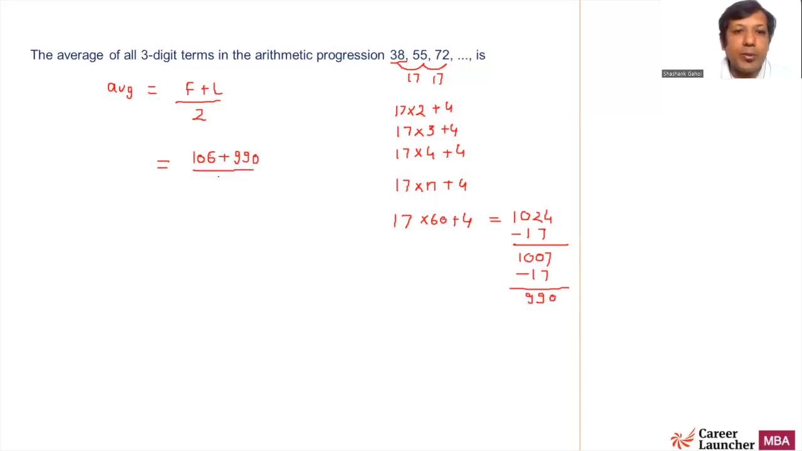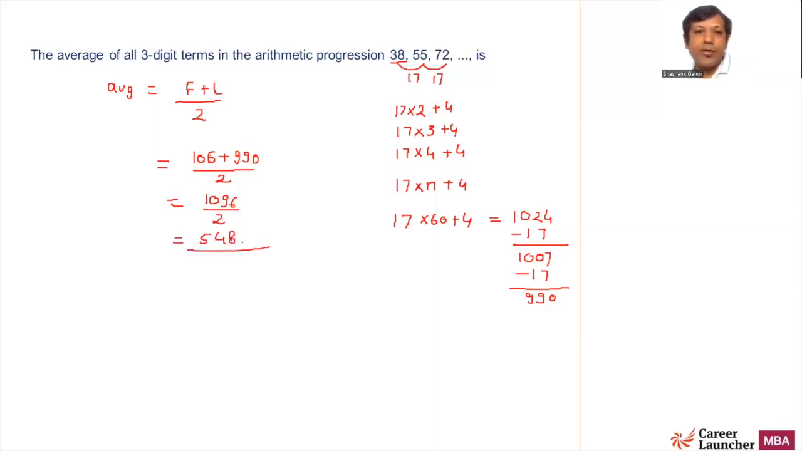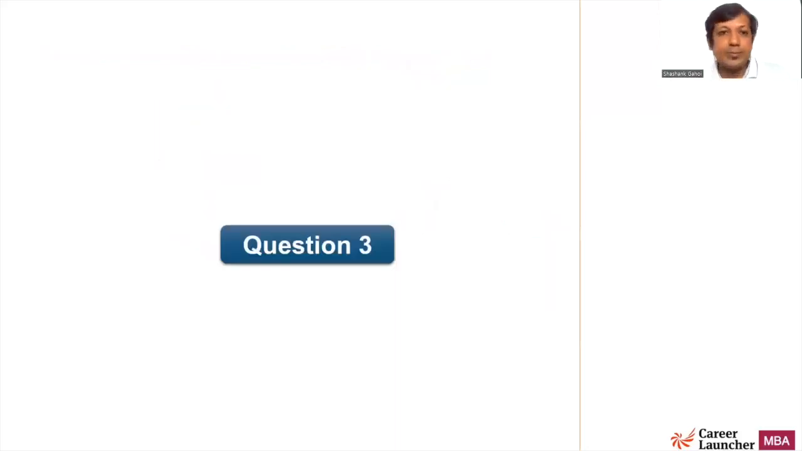So my arithmetic progression average comes out to be first term plus last term divided by 2. So this comes out to be 1096 divided by 2, so the answer comes out to be 548. So the answer of this question is going to be 548. For this, you need to know that the average of an arithmetic progression is defined as the first term plus last term divided by 2.